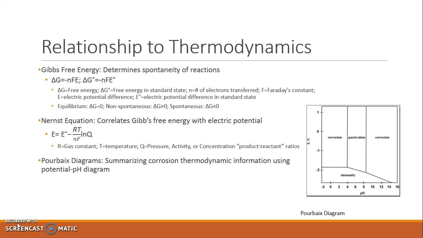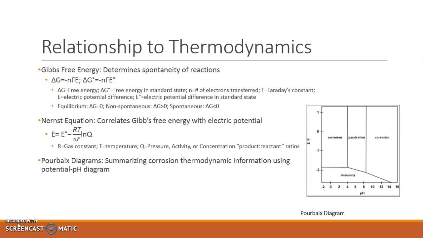Now I'm going to talk about how corrosion is related to thermodynamics. One important concept is Gibbs-free energy, which determines if a reaction can take place. Gibbs-free energy as it relates to corrosion represents the free energy change for an electrochemical process. It's equal to N times F times E, where N is the number of electrons transferred, F is Faraday's constant, and E is the electric potential difference, which is a value that can be found in the EMF series.